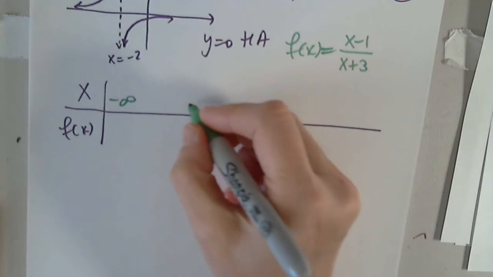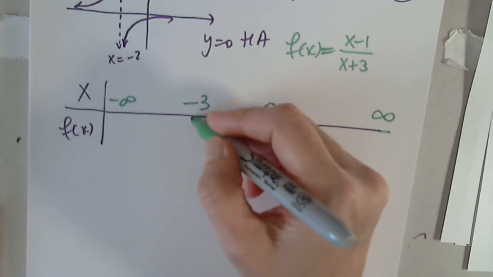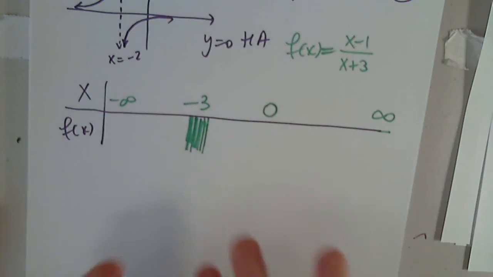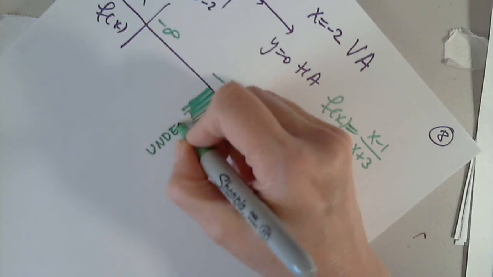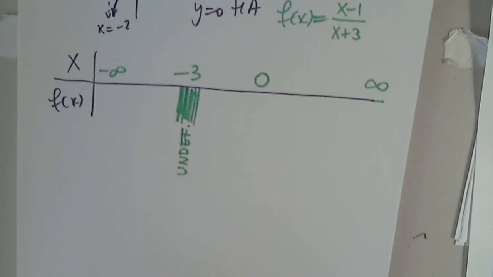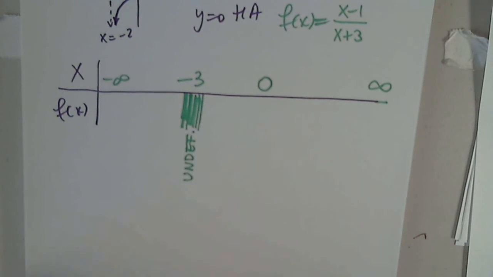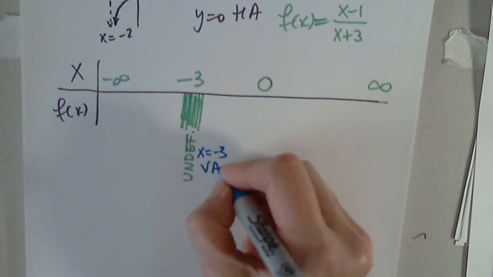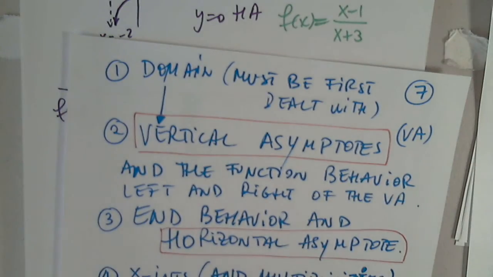Very good. So at -3, remember 0 has to be in the table at all times. But because at -3 the function is undefined, this is how I signify undefined. No number, I cannot put anything underneath. Some of my students invented this, and they write undefined. It's fine too, instead of those bars or nothing. Because I see that the function is undefined at -3, right underneath this, I will write x equals -3 is a VA. So I have the domain already done.